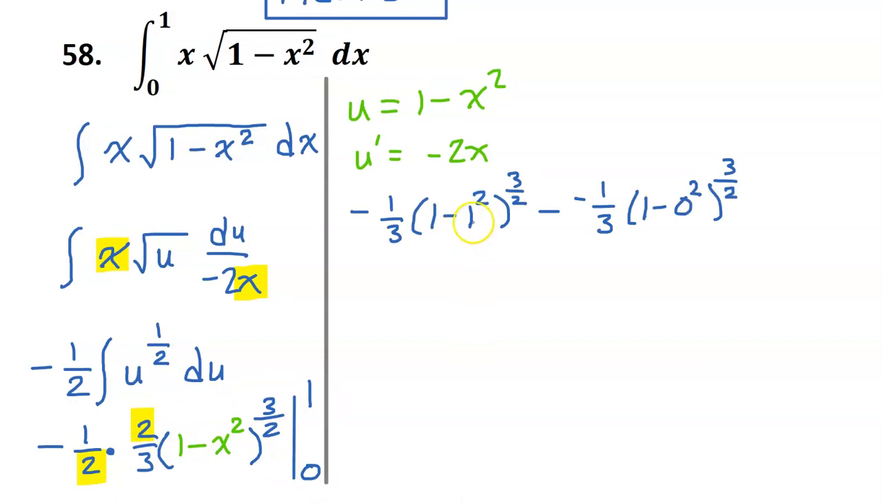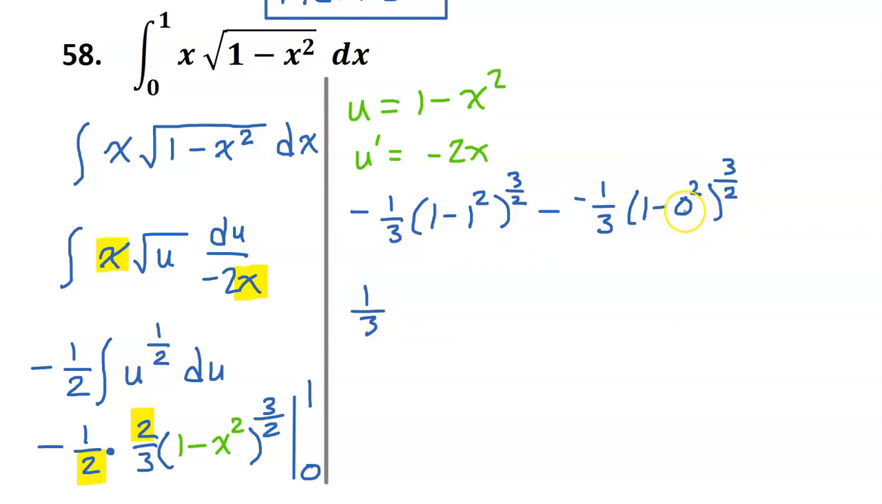So here is the value at 1 minus the value at 0. But 1 squared is 1, so we have 1 minus 1, which is 0. So this entire term is going to be gone. Then we have minus a negative, so this will become a positive. So we will end up with a 1/3 here.